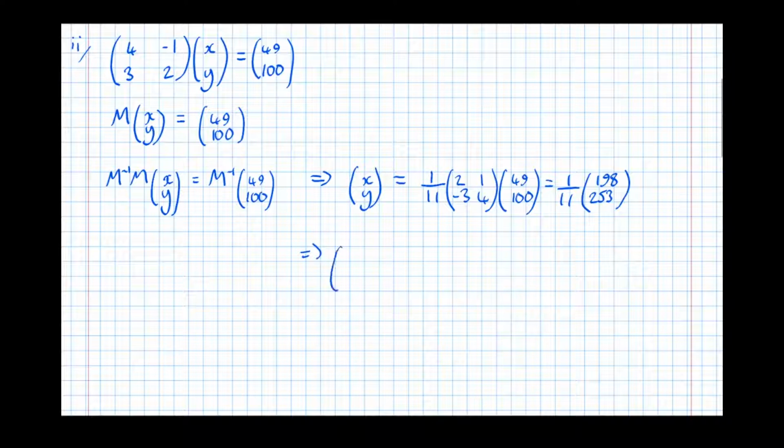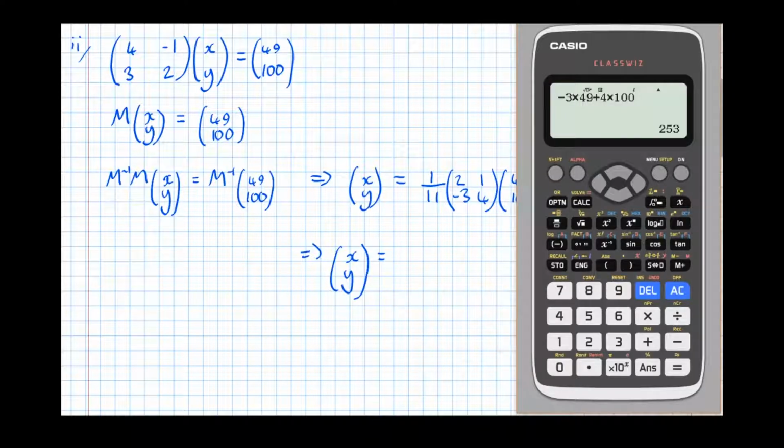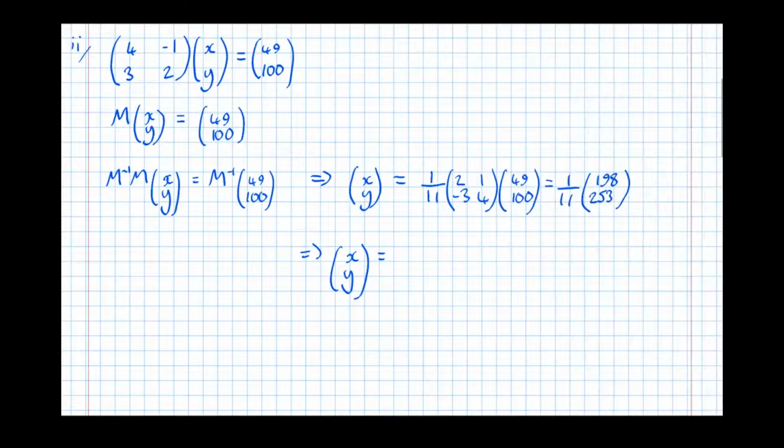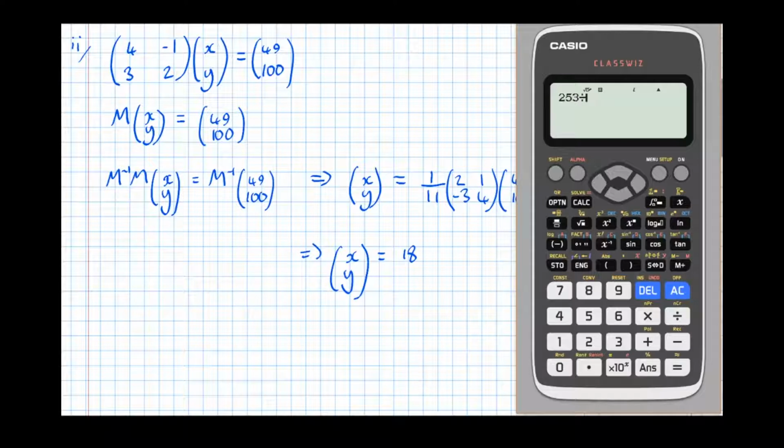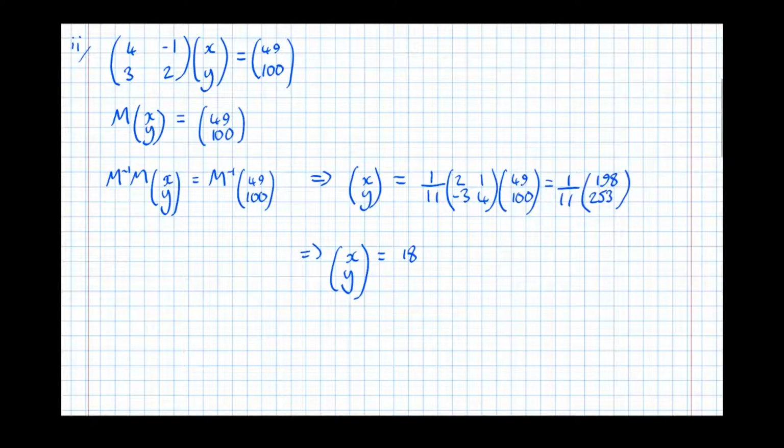That means that xy equals, so an 11th of that. So 198 divided by 11 equals 18, and 253 divided by 11 equals 23. So being completely specific now, therefore x equals 18, y equals 23. And that's how you use matrix methods to solve simultaneous equations.